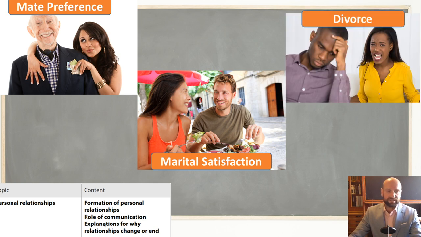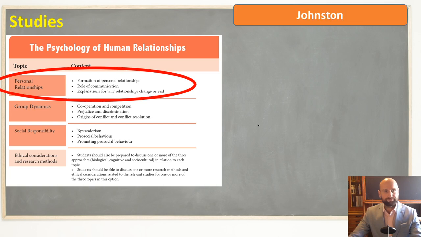And divorce is the explanation for why relationships change or end. The example we're looking at here is divorce. Why do people fall out of love and get divorced? The reason for that is communication. So there already we can see how we can use the same studies and the same arguments for different topics.